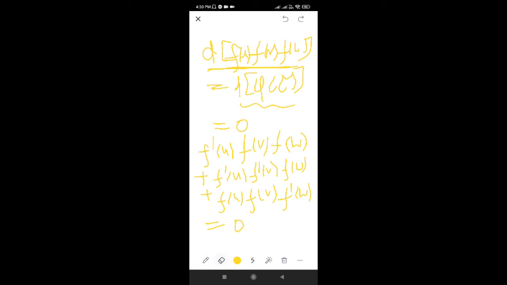Here this is not f prime u. Third time I differentiated this w function. You see here, this is equal to 0. What is f prime u? Differentiation of fu. What is f prime v? Differentiation of fv. What is f prime w? Differentiation of fw.